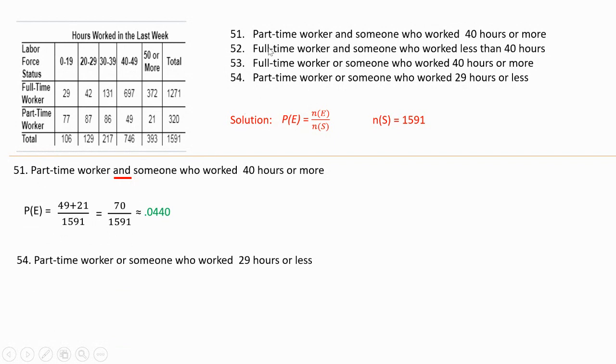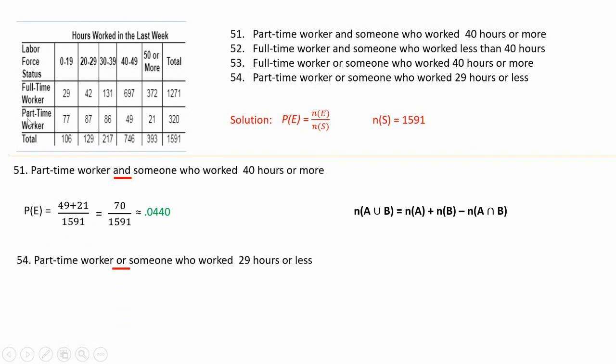Now this is number 54. Okay, 51 and 52 are the same, and so forth. So I'm going to do one example of each one. So 54 has the or, right? Is the or, which means it's good to use this formula.